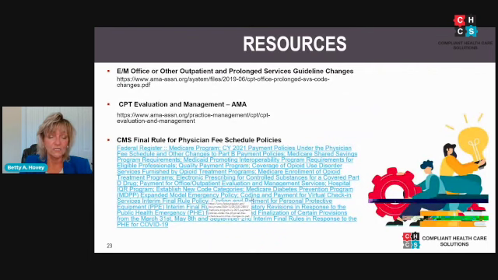And this is, of course, because I like to always put resources from where I went. That big, long one is where you can find that final rule where CMS put all of that language in there about why they were making the G code.